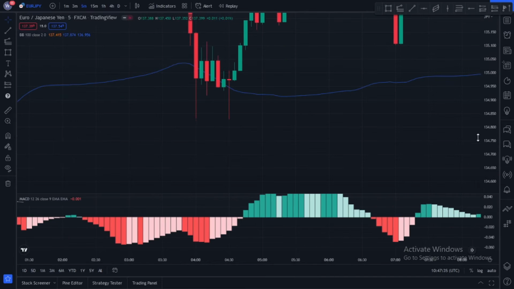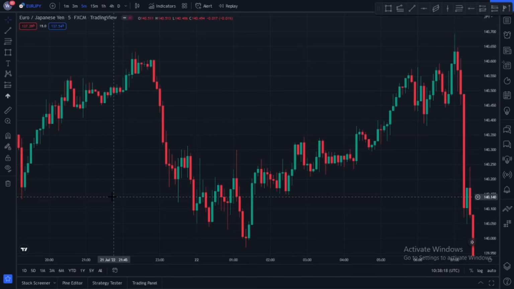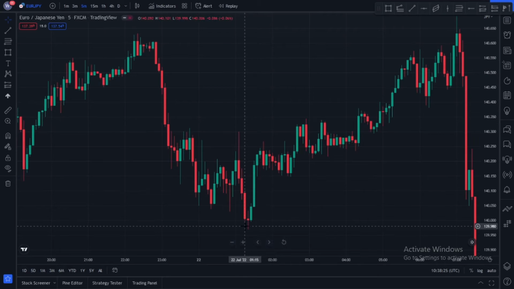I am sure you were surprised and happy. Let's go to the chart. As you can see, the price reverses in some areas like here. There are a lot of these movement patterns in the chart.